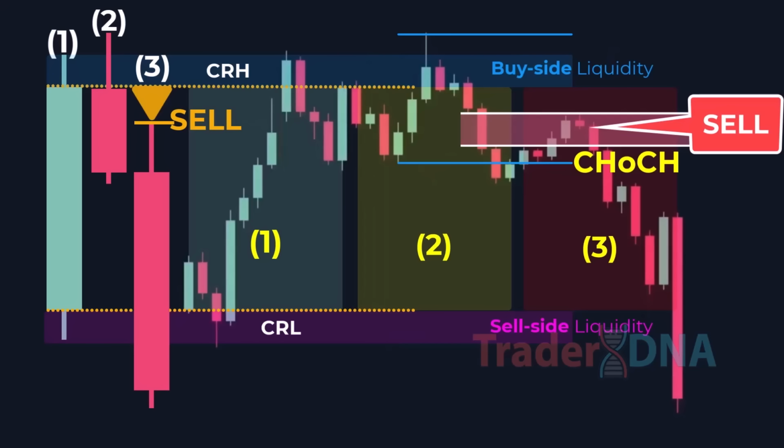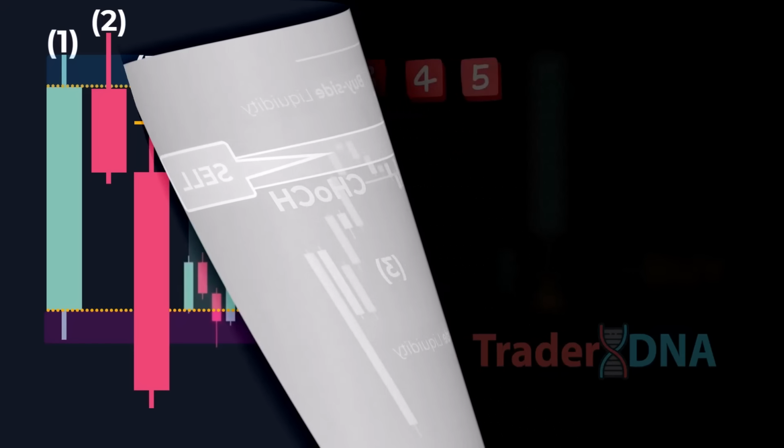That's the bearish model. And yes, there's also a bullish variation built on the exact same fundamentals. The only difference? Instead of manipulation at the high, we look for manipulation below a bearish candle's range low, the CRL, and we target its range high instead. Same logic, same mechanics, just flipped in the opposite direction.